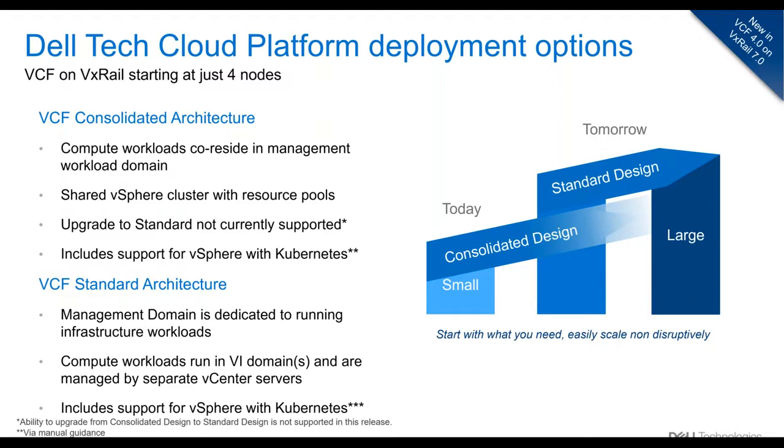So right now in this release, it's the VI workload domain only, but certainly in future releases, this is the architecture that would be required in order to support things like Horizon workload domains. All right, those are the types of things that would be planned for future releases.